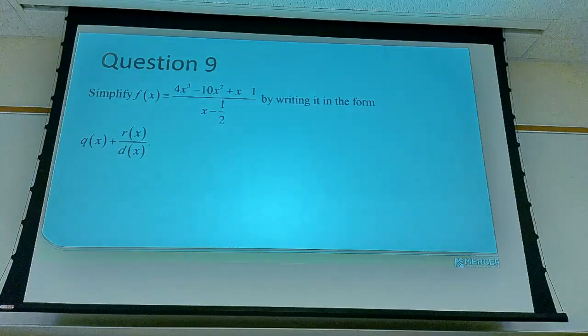What is our divisor? 1/2. Or x minus 1/2. Can we use synthetic division? Yes. What is k? Coefficients of your dividend. 4, -10, 1.